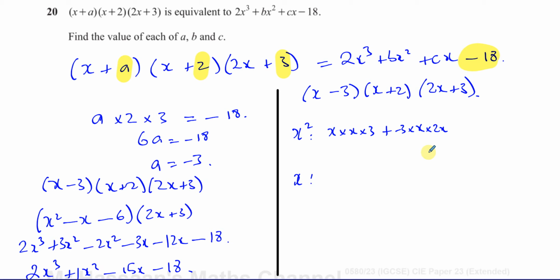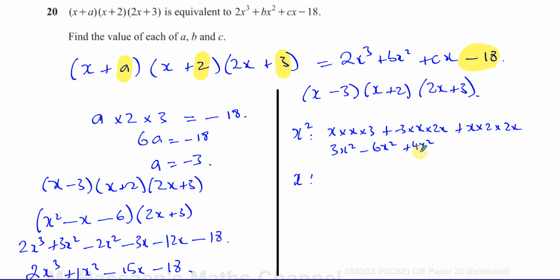And the final way of doing it is if you take the x from the first and the last and take the constant from the middle one. So you have plus x times 2 times 2x. So that's going to give you 3x squared. And that's going to give you minus 6x squared. And that's going to give you plus 4x squared. Okay, x times 2 times 2x.